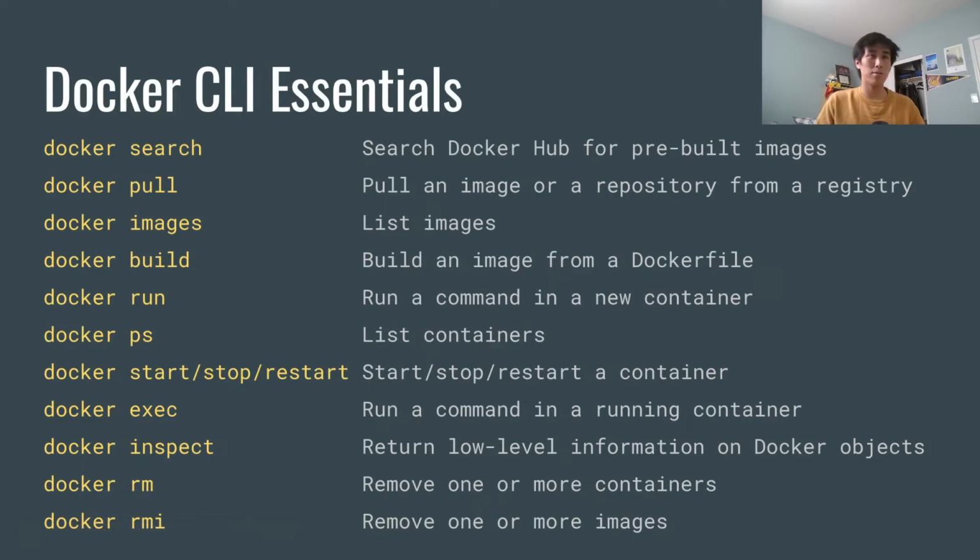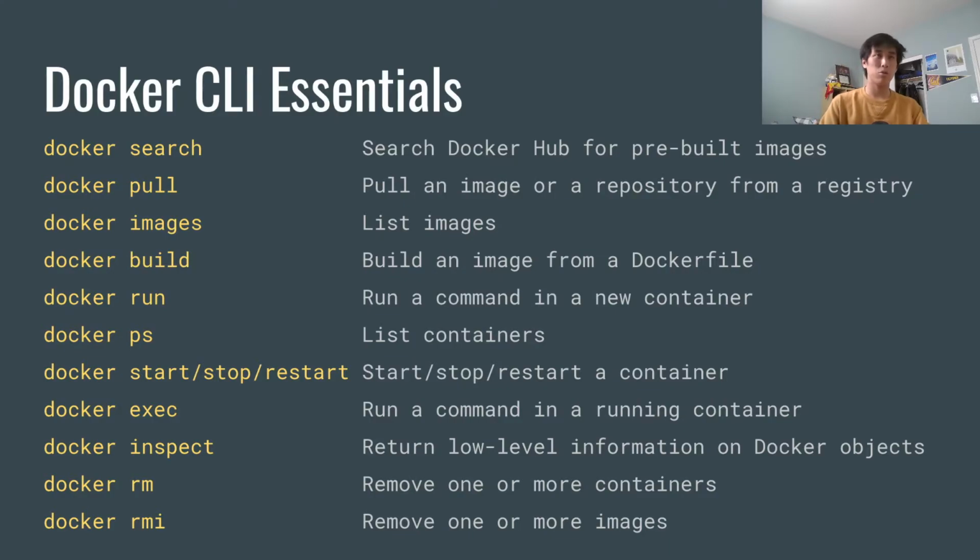To go back quickly, here are some quick Docker essentials for when you're using Docker. If you want to pause this, it might be a little easier to read. You can always run man docker if you want more explanations of what they do. We have docker search, which searches Docker Hub for pre-built images, like the Ubuntu one we looked at earlier. You can also do docker pull to pull images, docker images, build, run, ps. I'll let you look at it on your own time.